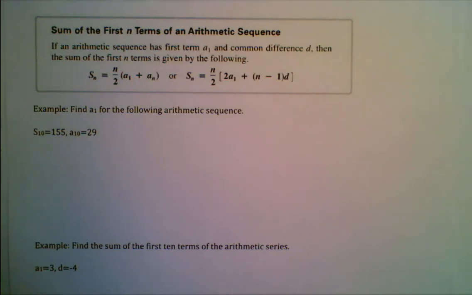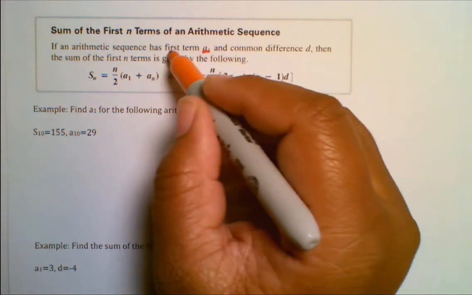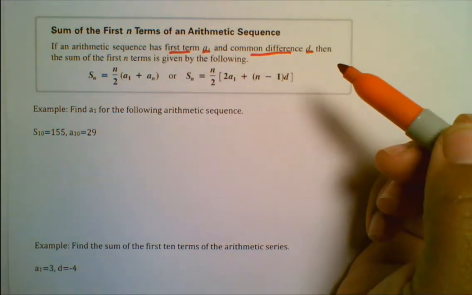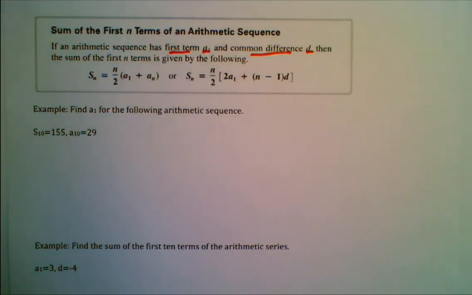All right, so we're looking at the sum of the first n terms of an arithmetic sequence. Keep in mind that anytime we see a sub 1, it means the first term. d is the common difference, and then the sum of the first n terms. So what this is saying is, if I had a sequence and I wanted to find the sum of the first 10 numbers, then we have a formula that will allow us to find that. I mean, we can add it using our calculator, or we can go ahead and use the formulas that are noted here.